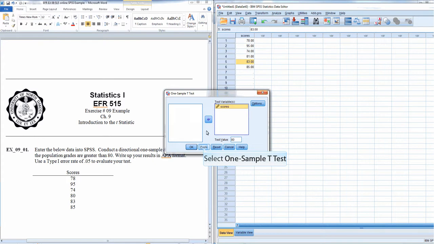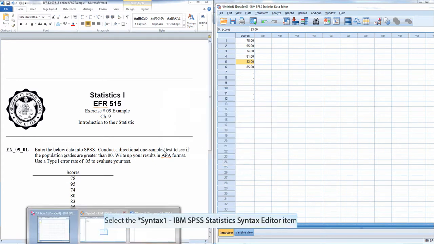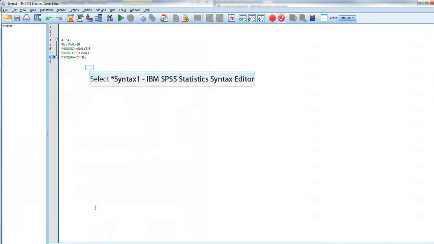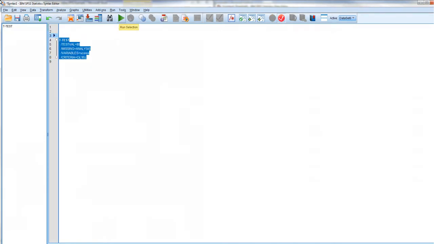So we're going to go ahead and just paste this. I'll go to my syntax window. I'm going to click my left mouse button and hold it, drag across, and press the green triangle up here for run selection. Okay, and then we have our output here.